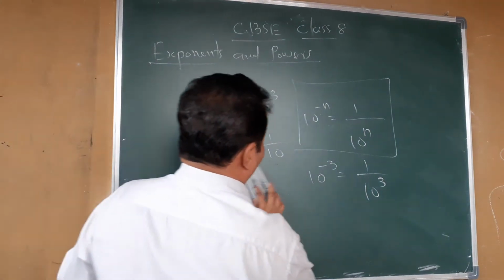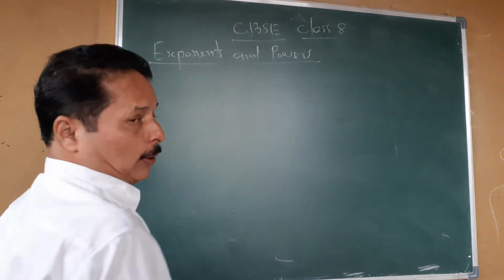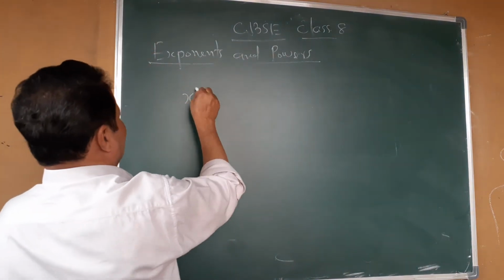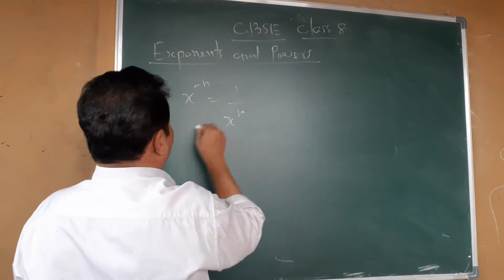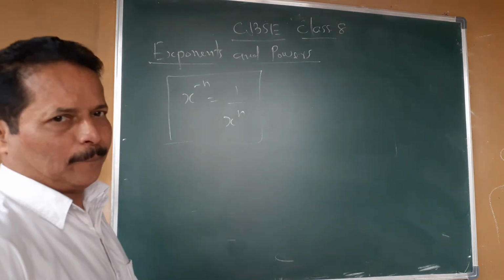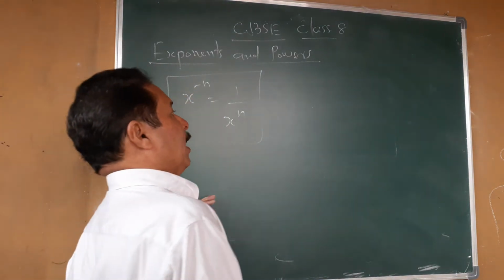Okay. These are the basics of negative powers. And the formula is x raised to minus n is equal to 1 by x raised to n. Is it over? Similarly, one more.